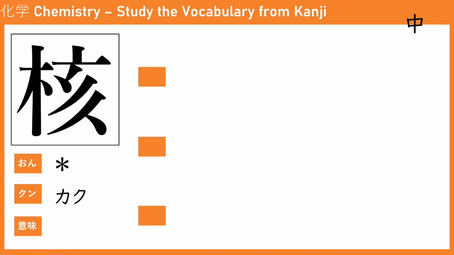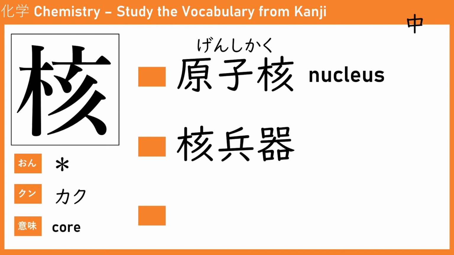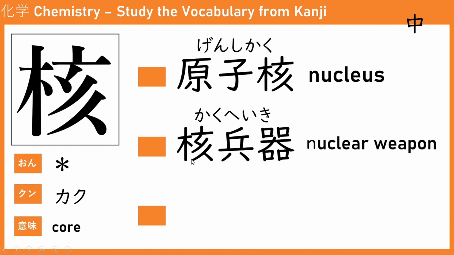The next kanji is kaku. Kaku means the core. So we got genshikaku. Genshi means atom, and you got the core of an atom, which means the nucleus. Next one is kakuheiki. Kaku means the core, or you can say the nuclear, while heiki, hei is military, ki is the stuff, heiki means military stuff, which means nuclear weapon.